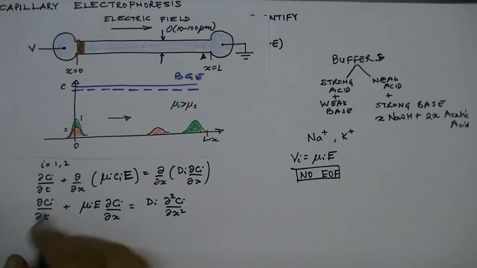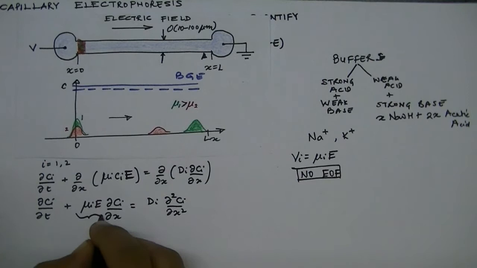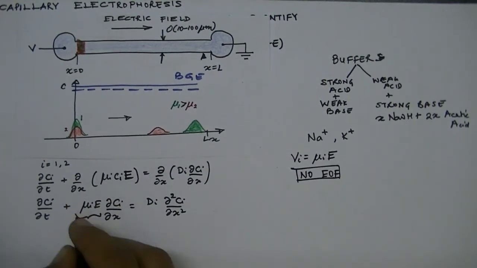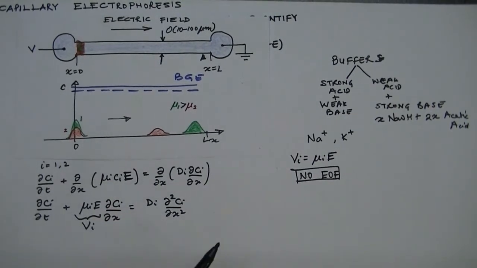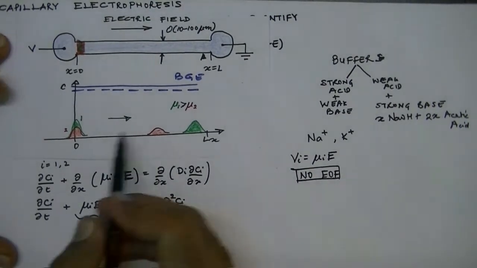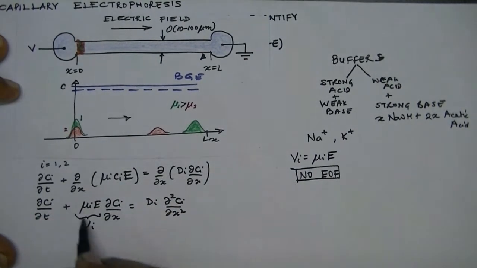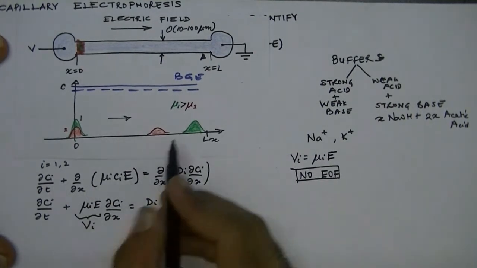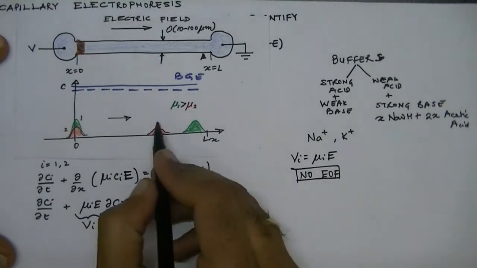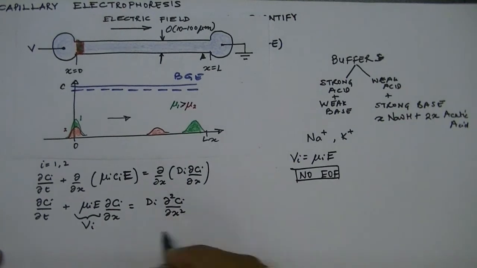Now what is this equation? This equation resembles our usual advection-diffusion equation, but here instead of advection we have electromigration, and the speed of migration is dependent upon the mobility. So now we can see why these two zones migrate at different speeds, because the advection speed depends upon the mobility, but the peaks also diffuse because of the diffusive fluxes.